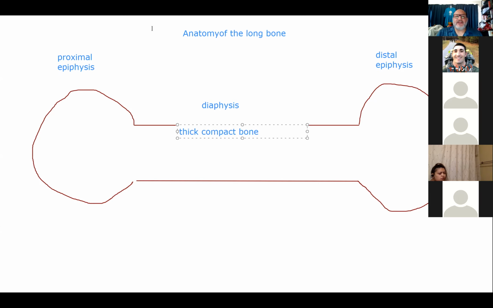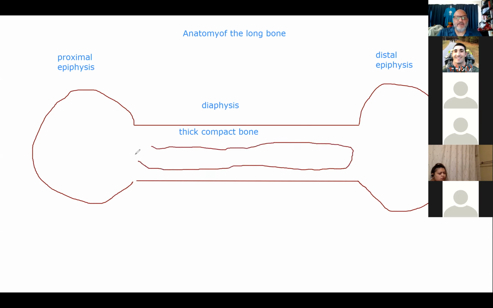but it is not completely solid. As we saw in the illustration before, there is a hollow cavity at the middle of the diaphysis. And that hollow cavity, as we saw, is going to be lined by the spongy bone. So there's spongy bone in here.